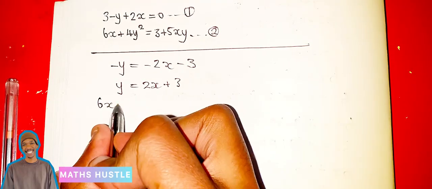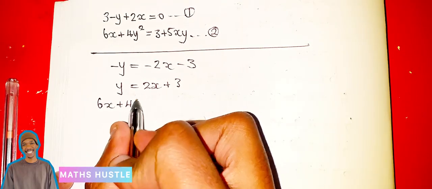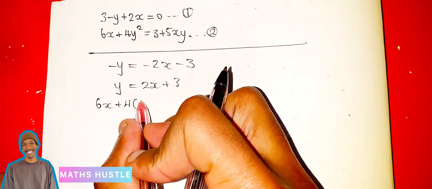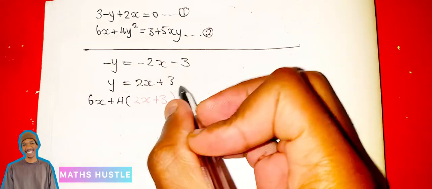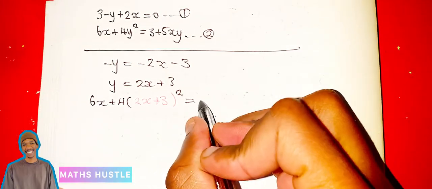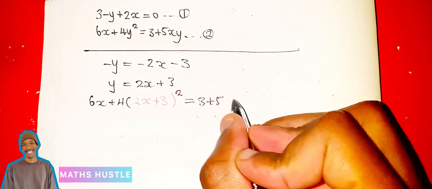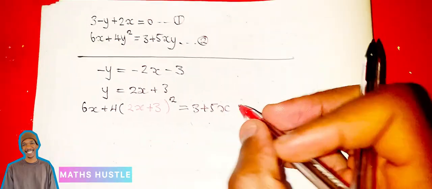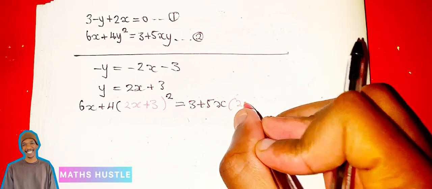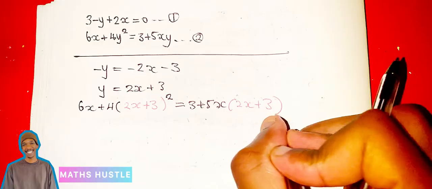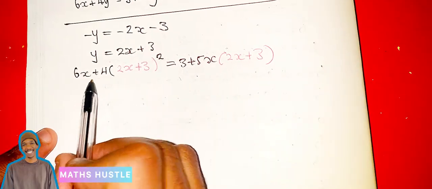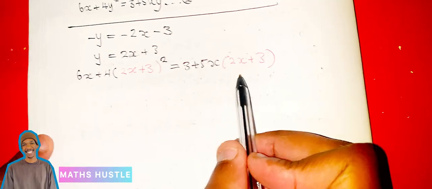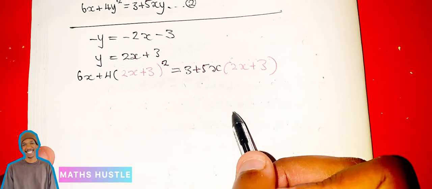You have 6x, you have 4. Wherever there is y, you will substitute 2x plus 3. Okay? And this was squared, equal to 3 plus 5x. And wherever there is y again, you substitute 2x plus 3. So all that's left now, what you have to do is that you simplify all the terms so that you have them in a simpler form.